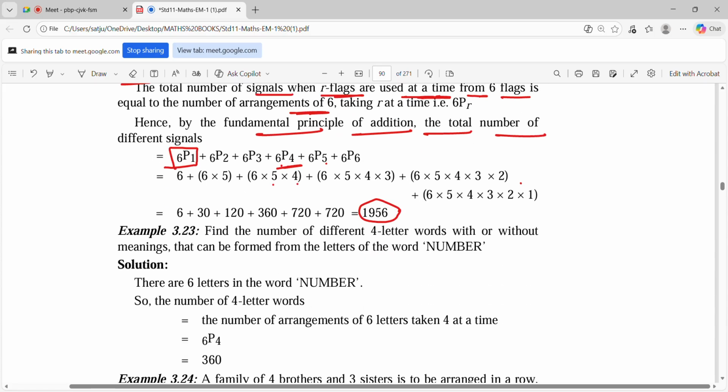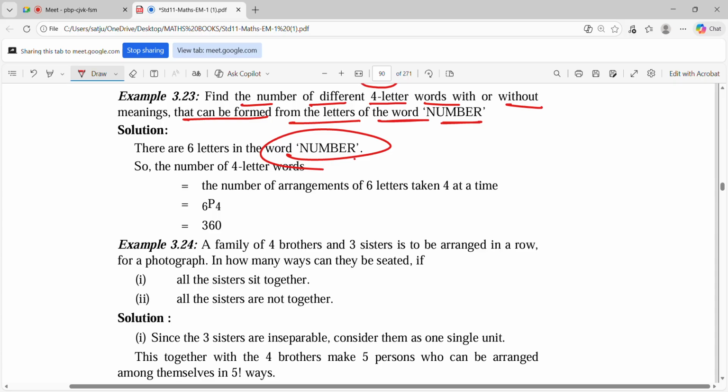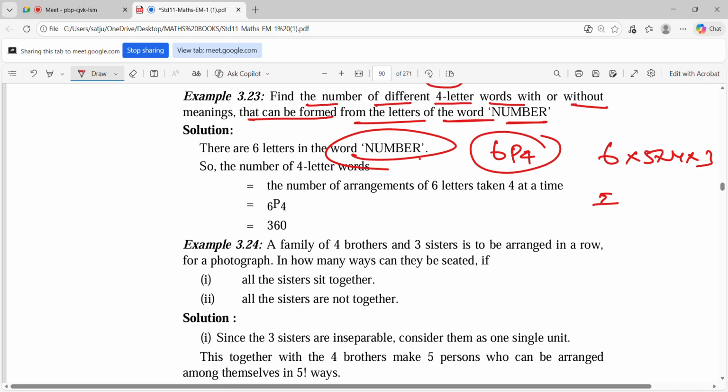Very important part. This book is a very important book to learn the fundamentals of your permutation and combination. Find the number of 4 different letters, with or without meaning, that can be formed from the letters of the word NUMBER. Total how many? 6 letters. 4 letters you have to write. Therefore 6P4. That's it. 6P4 is nothing but 6 into 5 into 4 into 3, which is 360. Got it?